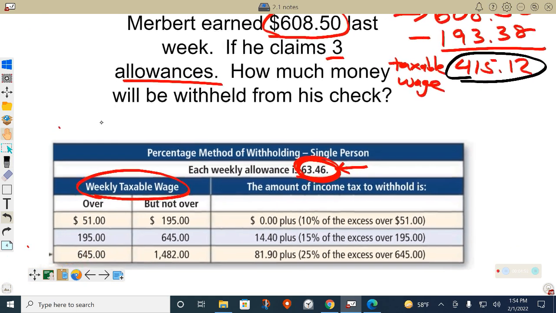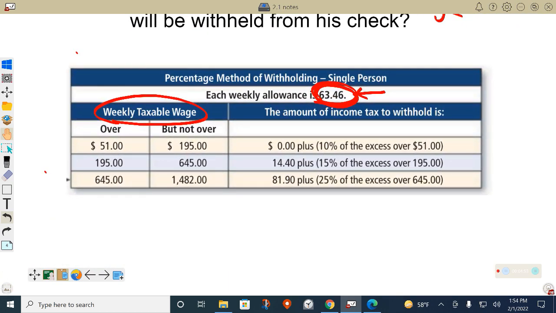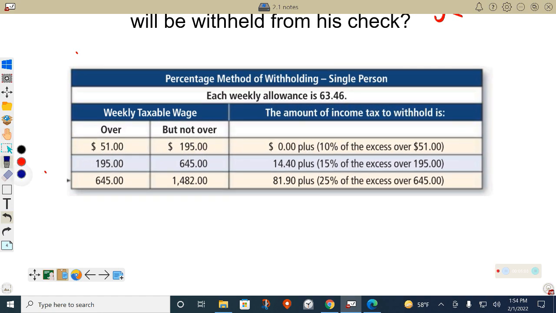Well, let's look at the table now. Again, this table's on C34. You have your own copy on C34. Here you go, Sonia, watch. Where does Merbert land? Is he over 51 but not over 195? Over 195 but not over 645? Yes, that one, right there. Exactly. So look at what they're going to do. How much is the federal government going to withhold? Well, they're going to withhold $14.40 plus 15% of whatever's over 195.